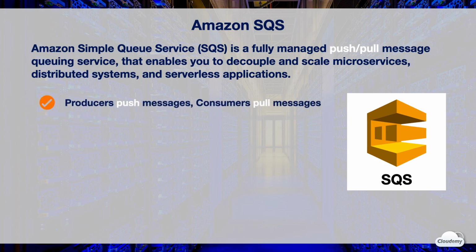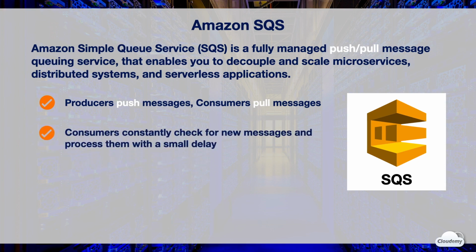SQS uses the push-pull model. The producer applications push messages to SQS, and the consumer applications pull messages from SQS. Consumers constantly check for new messages and process them with a small delay.